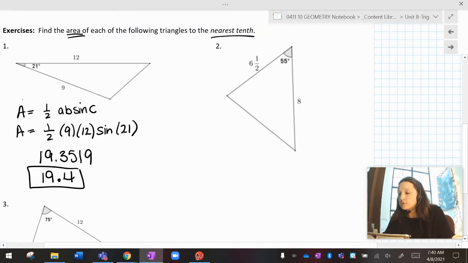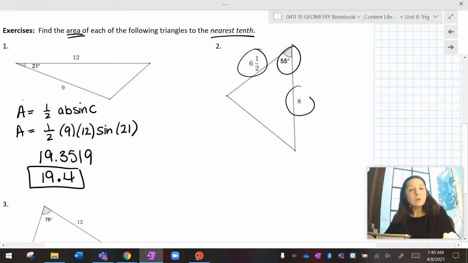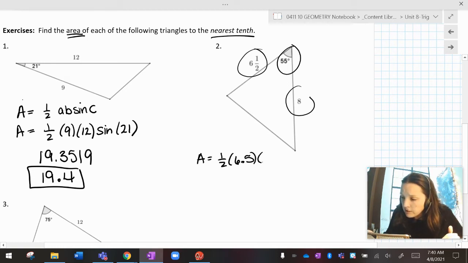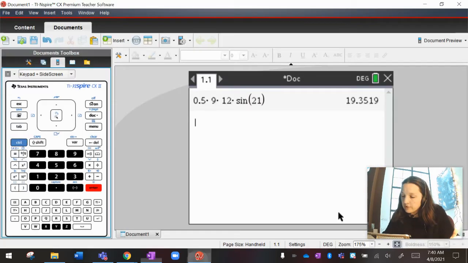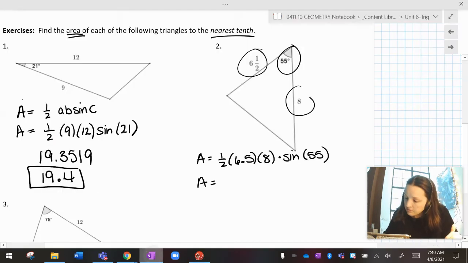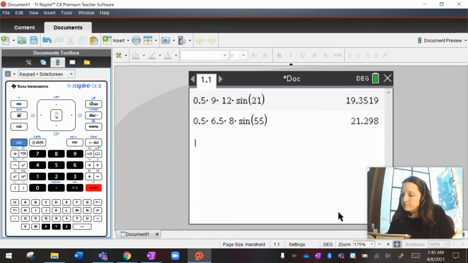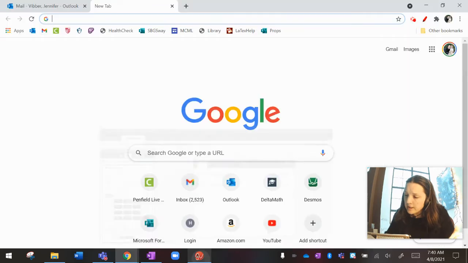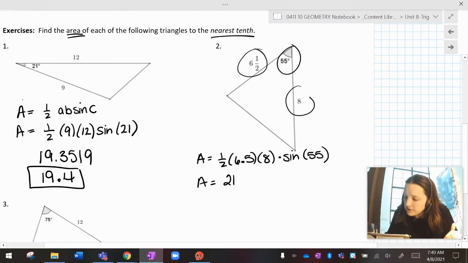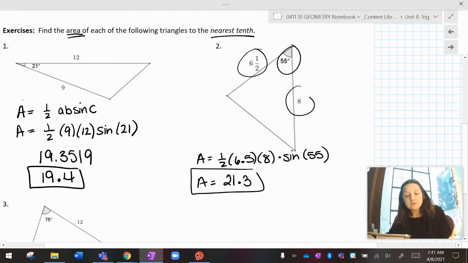Okay, let's do it again for number 2. So on number 2, I've got a 6.5, a 55, and an 8. I have two sides, and the angle in between. The area of a triangle is just 1/2 side 1 times side 2 times the sine of the angle in between. And then we're going to type that into the calculator. 0.5 times 6.5 times 8 times, what was that angle? 55. Times the sine of 55. 21.298. And that's going to be 21.3 to the nearest tenth.